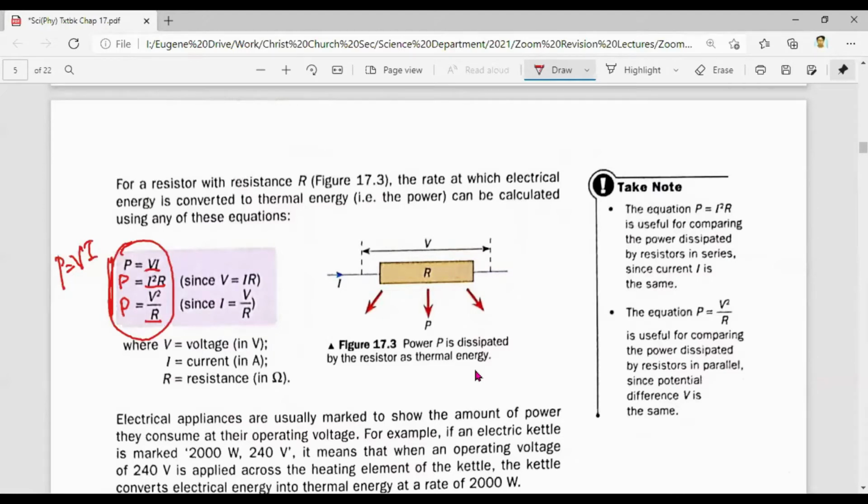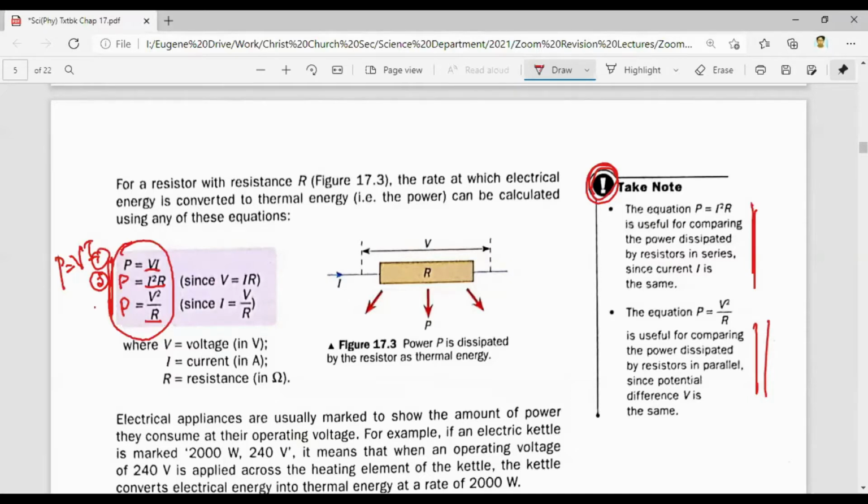So the question is, when do I use them? In general, to find power, if I have voltage and current, I'll take P equals V times I. However, sometimes the question gives you the resistance but does not give you the voltage. Instead, they only give you the current. So if you only have current and resistance, then of course I'll use the second formula.